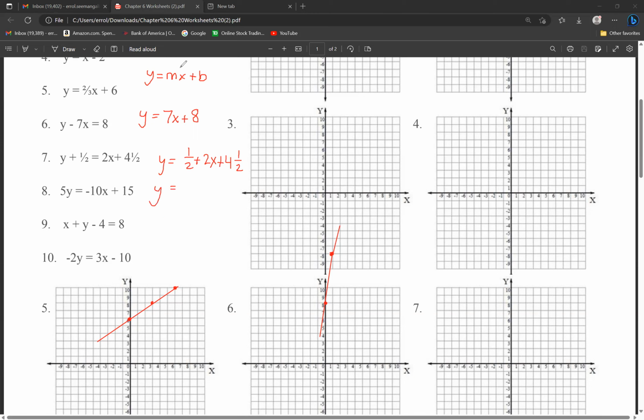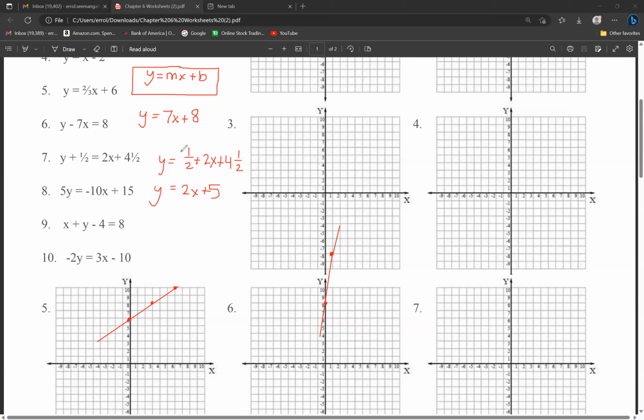So make it look like this right here: the slope times x plus the y-intercept. 2x plus what's 4.5 plus half? 5. There you go. Okay, so where's the first dot? 0, 5.